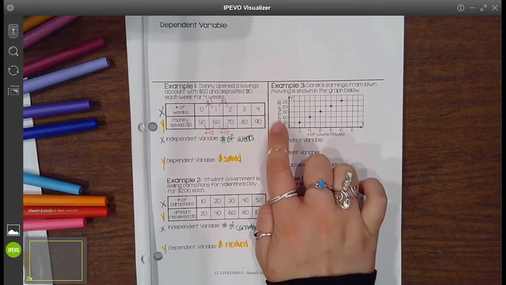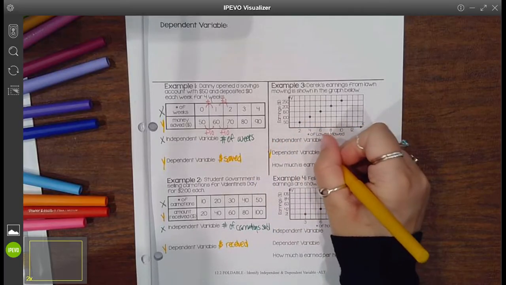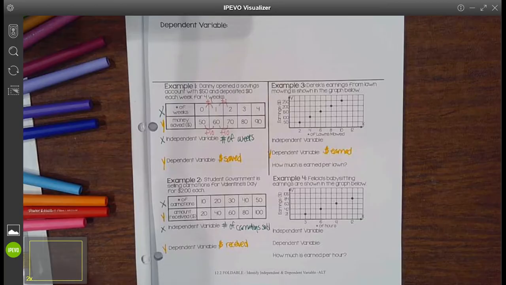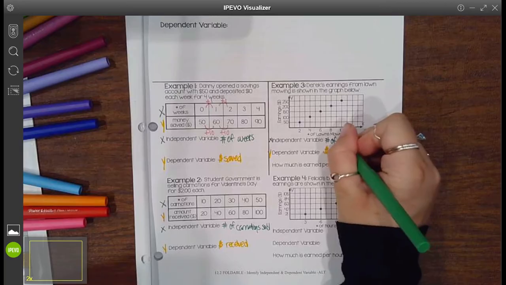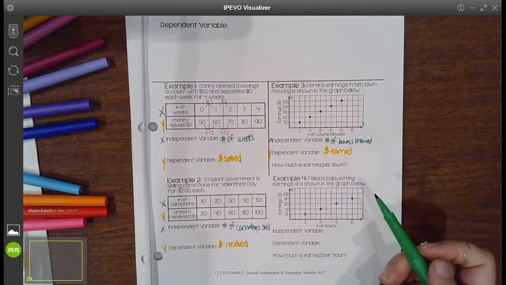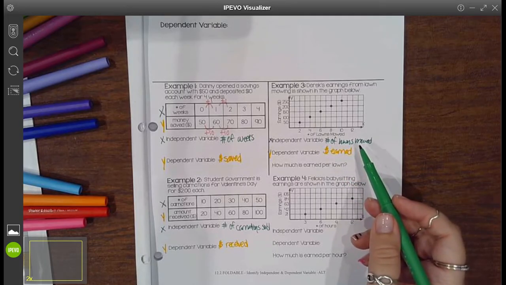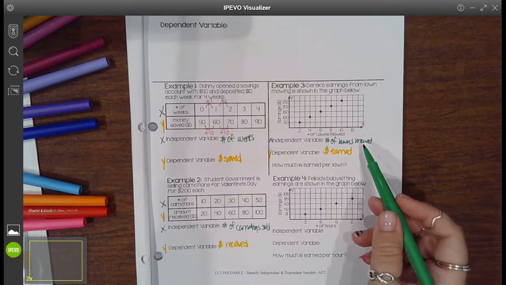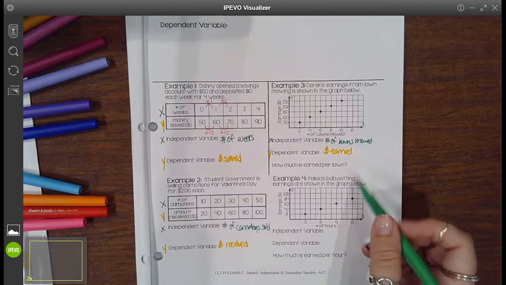And again, this is your Y. So your money earned depends on the number of lawns mowed. So this is dependent upon that. If you mow more lawns, you make more money. If you don't mow that many lawns, you're not going to make that much money. So how much money you make depends upon how much of this you do.